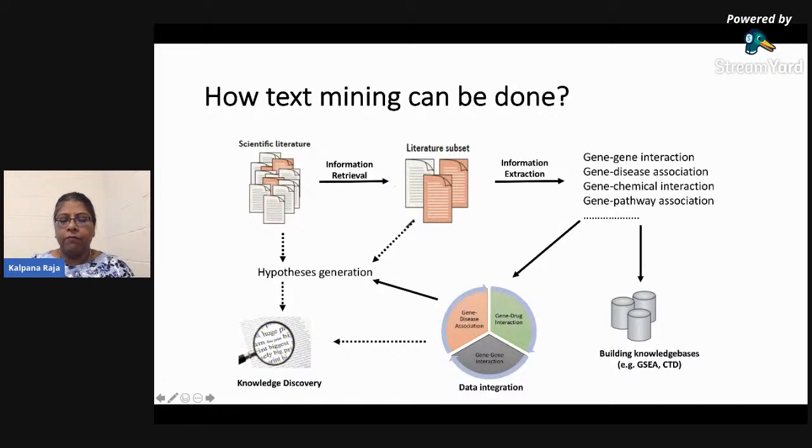Once we have the information extracted, either we can go and build knowledge bases so that they will be available publicly to other researchers. Some of the examples include GSEA and CTD. Otherwise, we can integrate the data together for hypothesis generation that finally leads to knowledge discovery.